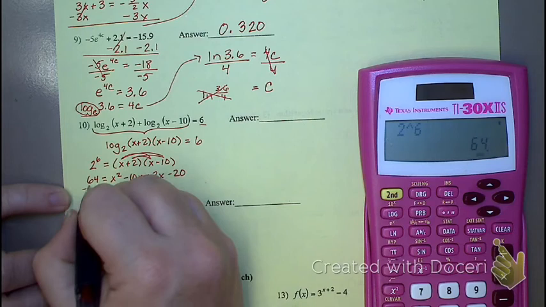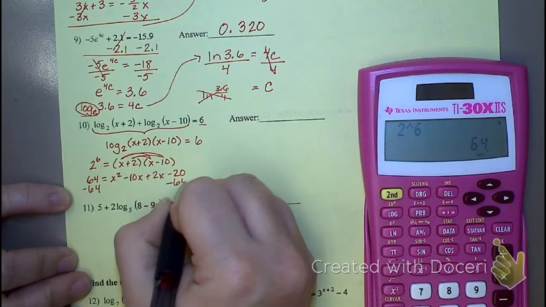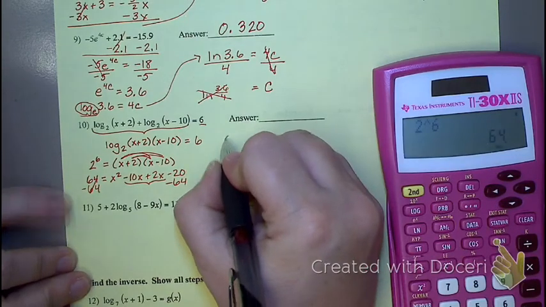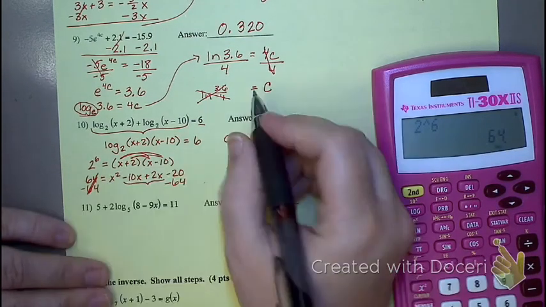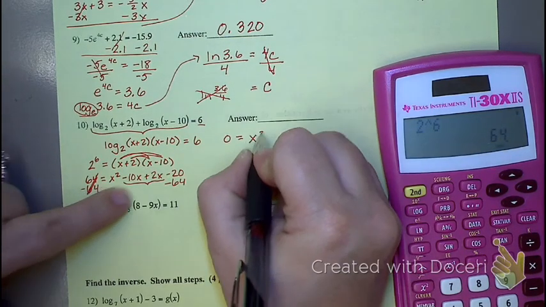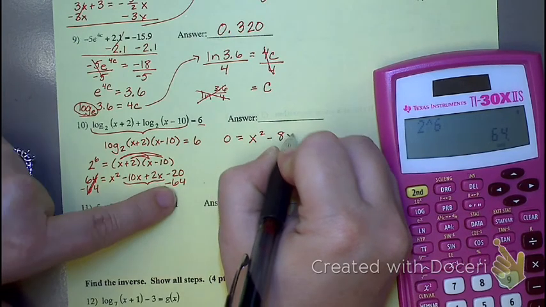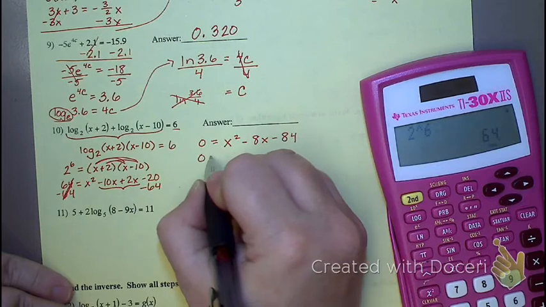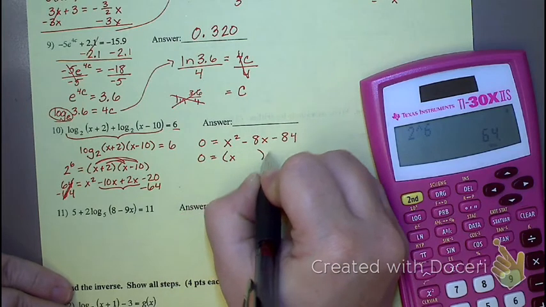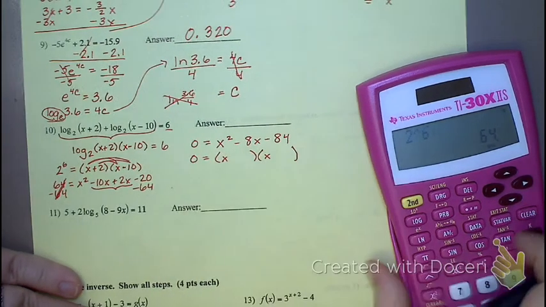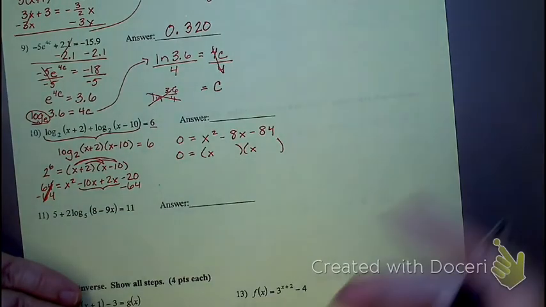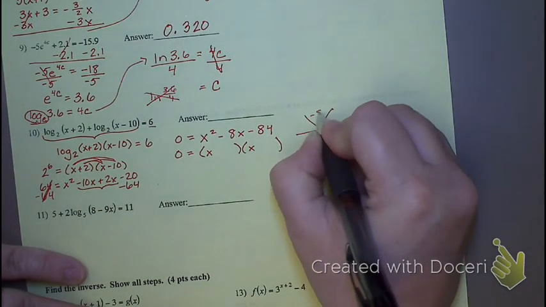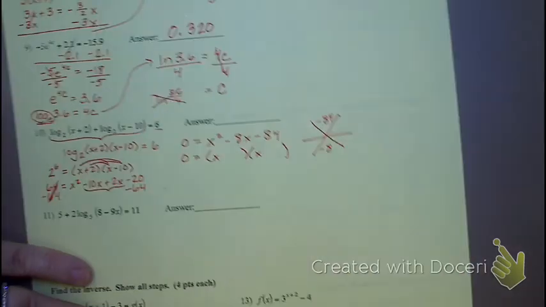I'm going to move the 64 over. And if it's okay with you, I'm going to go ahead and combine my like terms there also. So I end up with 0 equals, because my 64 disappeared, x squared minus 8x minus 84. Now I have to factor. You can snowflake, you can do magic X, you can do guess and check, whatever it is that you choose to use. Negative 84 and negative 8.